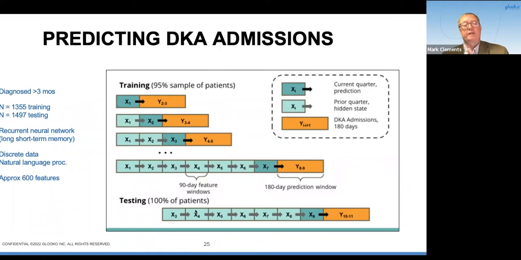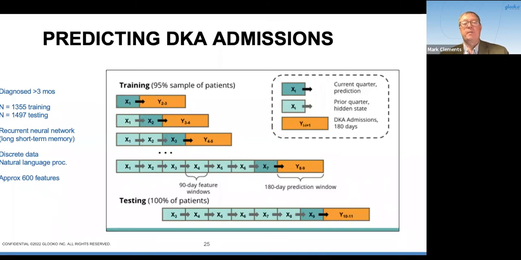And one of the interesting things about a long short-term memory model is, as you can see on the right here, the boxes in the greenish color indicate 90-day periods, and the boxes in the orange color indicate 6-month periods. And for each 90-day period, we take a summary of all the available data, and we can predict whether a hospital admission will occur in the next 180 days.